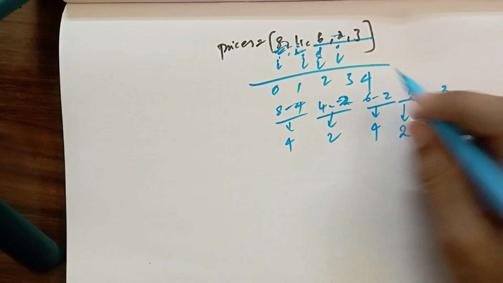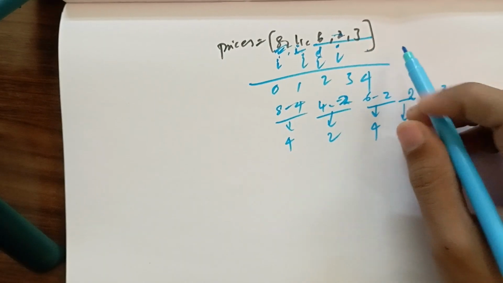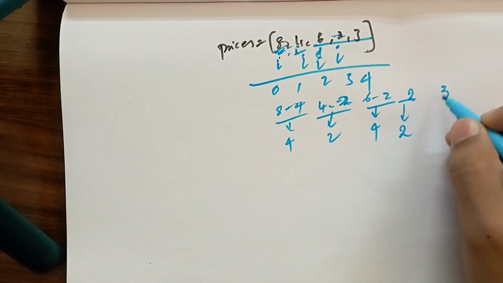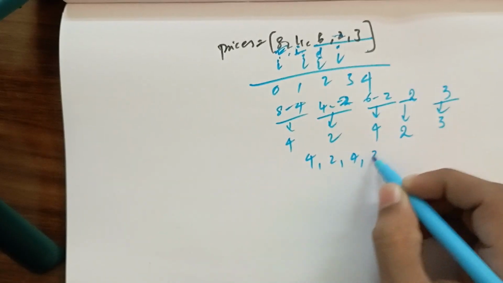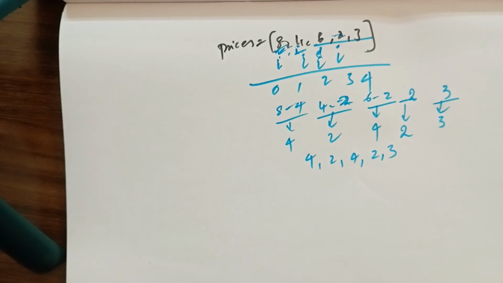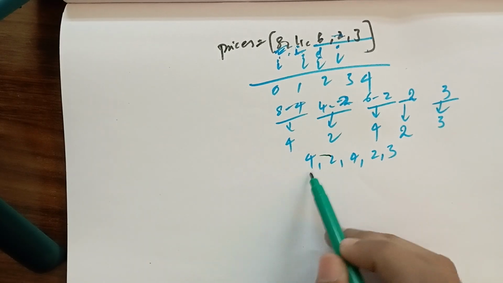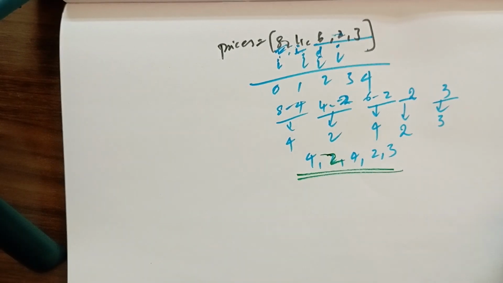For 3, there is no element after 3. So for 3, it will be 3 only. So our returning prices will be 4, 2, 4, 2, 3.